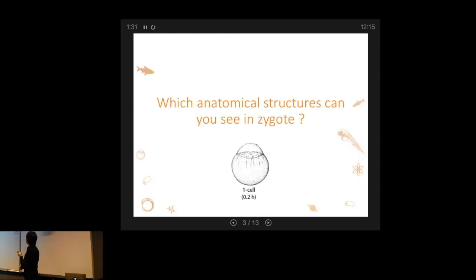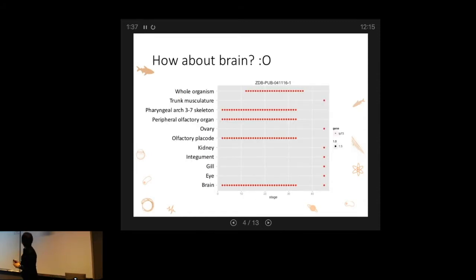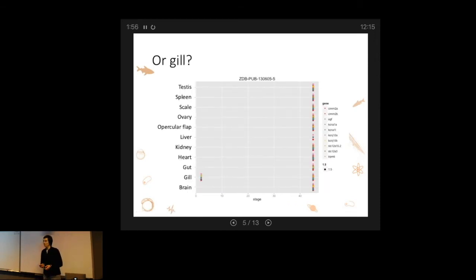Yes, and then there are really interesting examples of misannotations. For example, there is one publication showing that the gene TP73 is expressed in the zygote, which is here stage 1, in the brain, which, although I don't know anything about anatomy, seems like it cannot be right. Or there is another example of misannotation, where there is a proof that about 10 genes show expression in the gill.